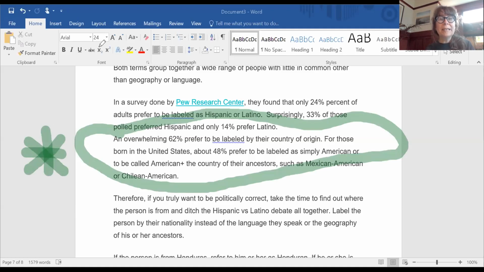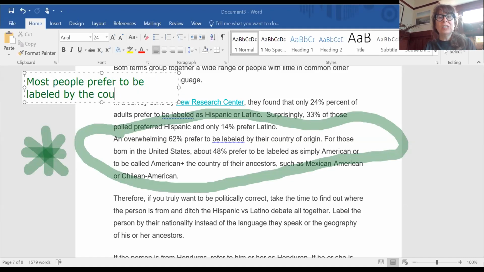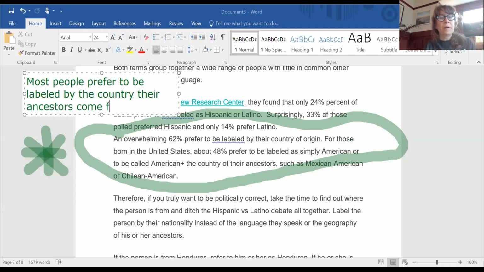So it really seems that most people prefer to be labeled by the country their ancestors come from, something very specific. So like Guatemalan American, Brazilian American. Those are some examples.